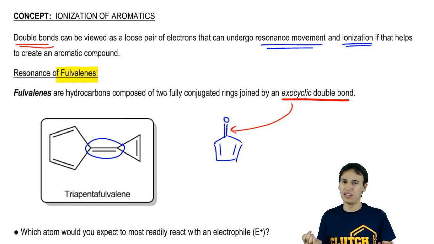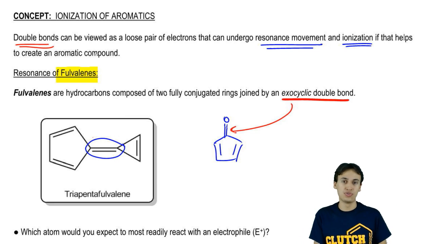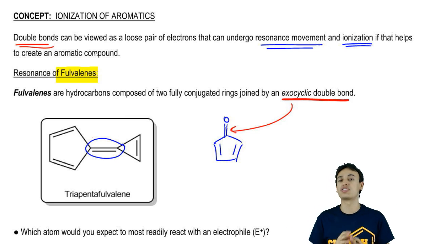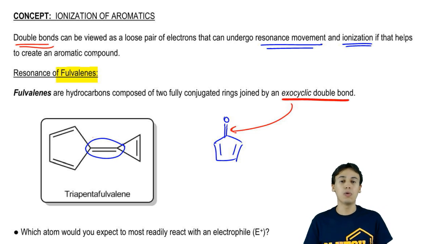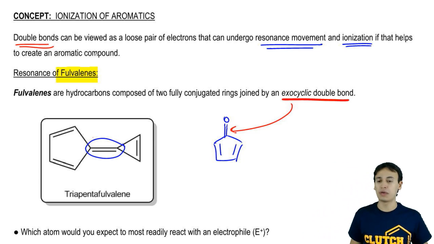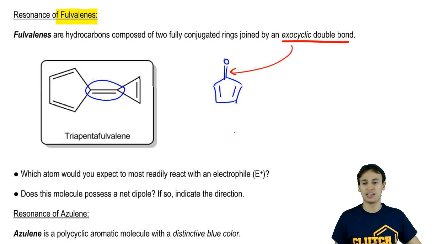So how do you count it? Do you count it as 2? Do you count it as 0? That's what this topic is about, okay? With these exocyclic double bonds, we find that you can use them as a loose pair of electrons, meaning you could draw a resonance structure and split them into charges of positive and negative to help create aromaticity, okay?